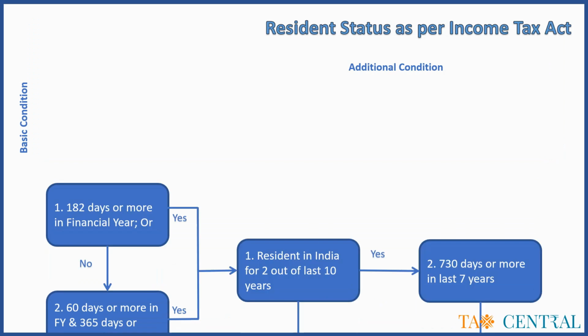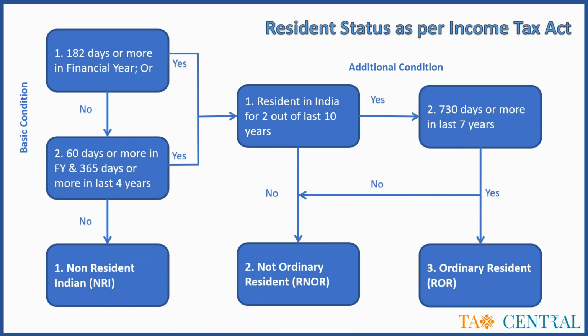Let's understand above classification with the help of this chart. An individual will be a resident if he satisfies one of the two basic conditions. 1. He is in India in the relevant previous year for a period of 182 days or more. Or 2. He has been in India for a period of at least 60 days or more during the relevant previous year and 365 days or more during 4 years immediately preceding the relevant previous year. If he doesn't satisfy any of the conditions, he will be a non-resident.